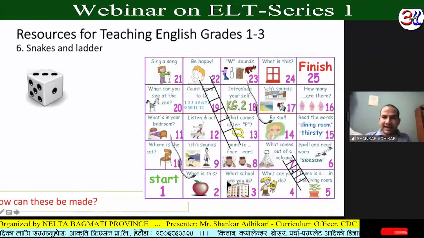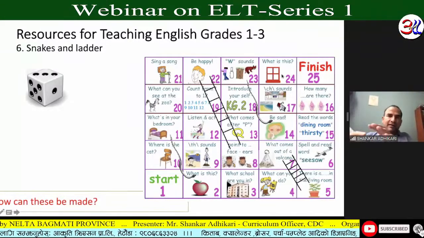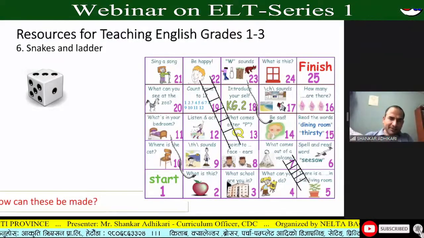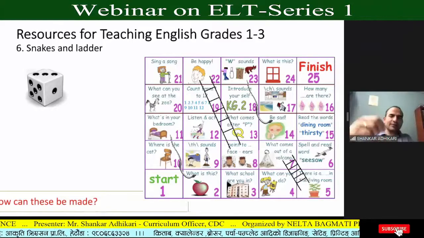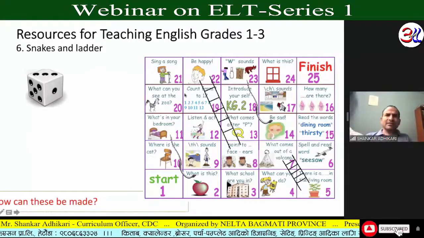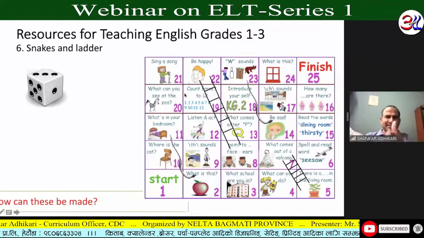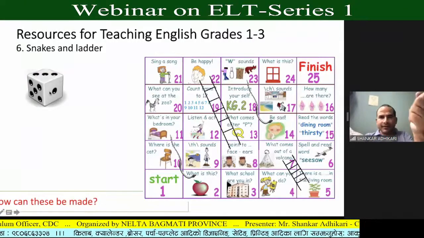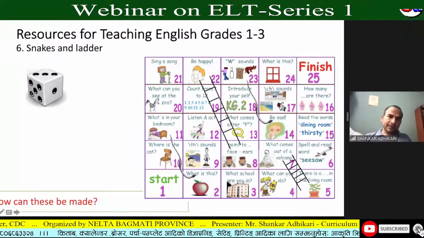And snake and ladder can be used with any type of activity, for example, in giving instructions, or in answering questions. You can just draw a snake and ladder game like this, and you will need a dice. You ask them to learn the language with fun, right?